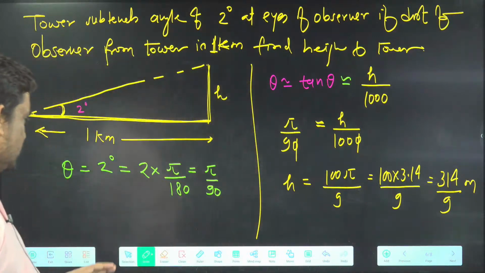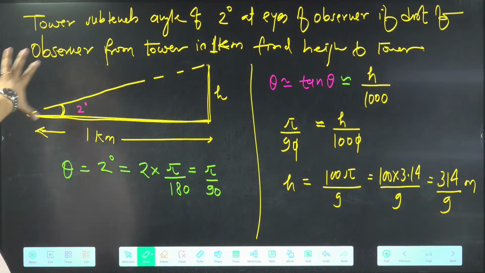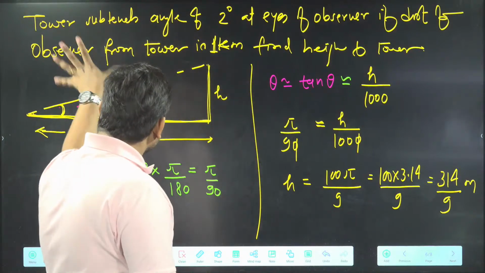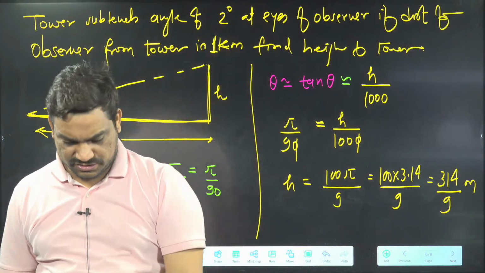Can we do the calculation? Can we do questions like this? The language will be this type: a tower subtends an angle of 2 degrees at the eyes of the observer. If the distance of the observer from the tower is 1 kilometer, then you have to find the distance. Yes.